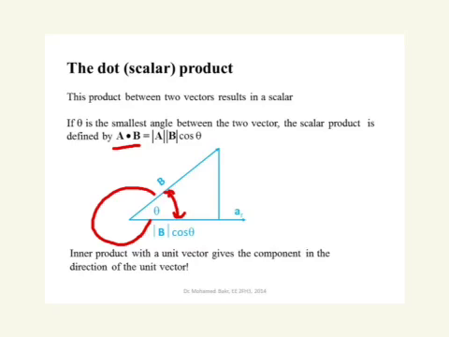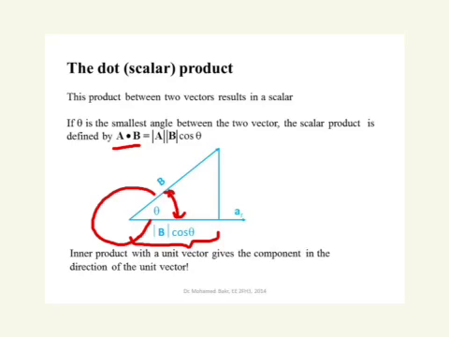Now, if we select one of these two vectors to be a unit vector, say A is a unit vector, then its modulus is 1. Modulus A is 1. Then A dot B will give you modulus B cosine theta as shown here. Modulus B cosine theta is nothing but the length of the projection of the vector B in the direction of the vector A. It is this length here. You can see this here, the length of the vector B is modulus B, and the angle here is theta. The modulus B cosine theta is the projection of B in the direction of A.